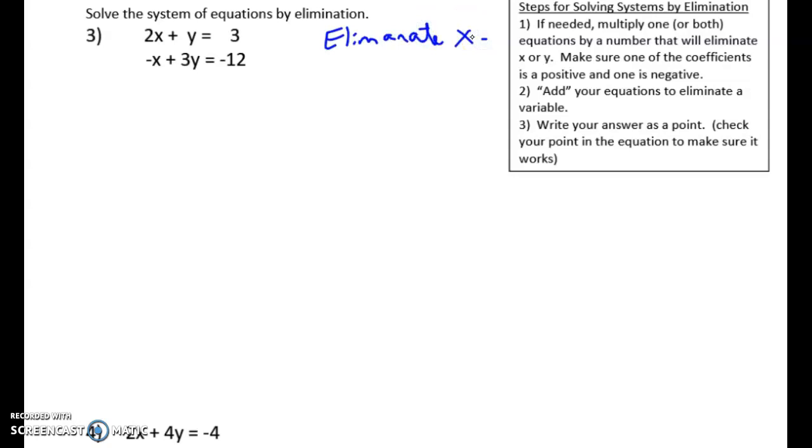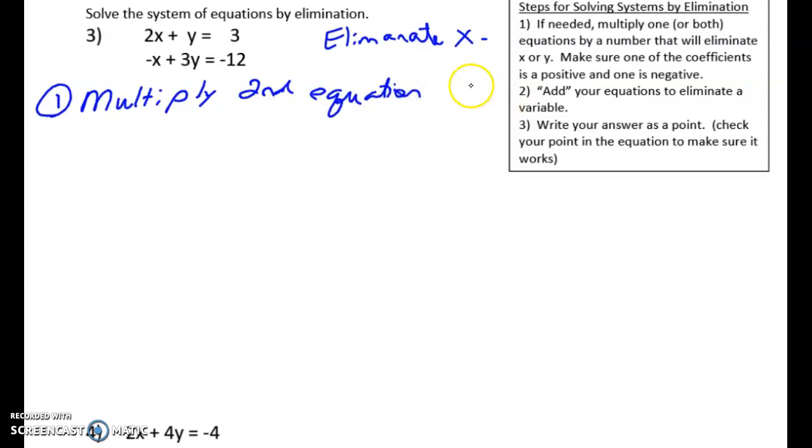Okay, and you don't usually pick it just by choice. Usually look at the numbers and pick it. So I'll show you why I picked x. So step 1, if needed, multiply one or both equations by a number that will eliminate x or y. So step 1, we're going to multiply the second equation by 2. Okay, the reason you can do this is because we're multiplying both sides of the equation by 2. And as long as we do it to both sides of an equation, we can do it.